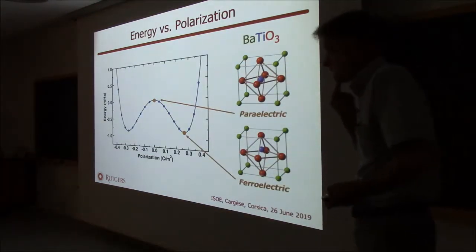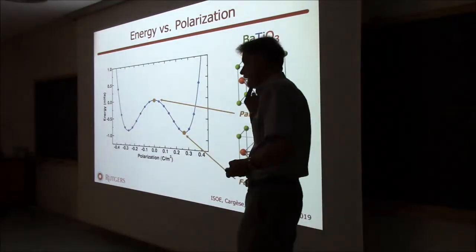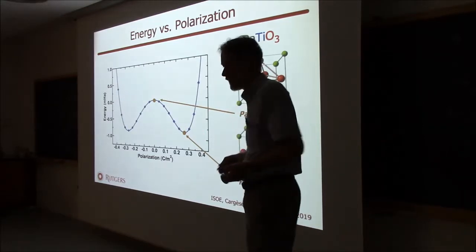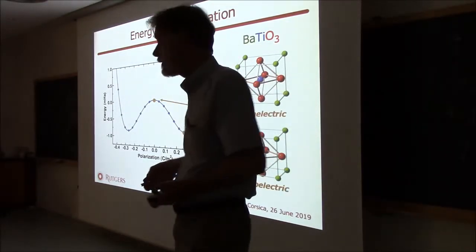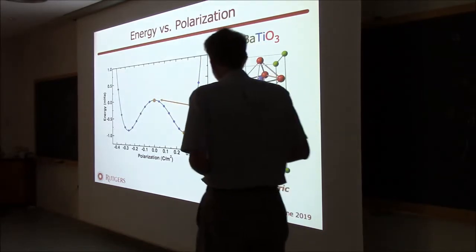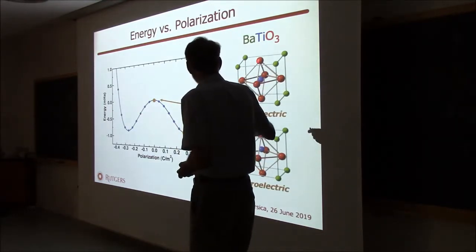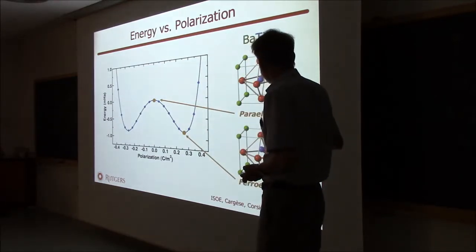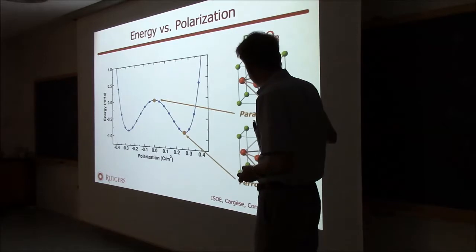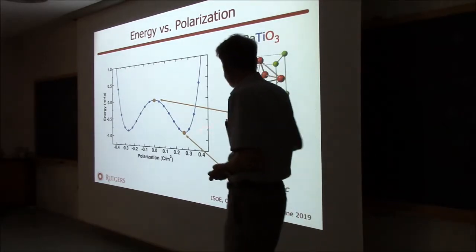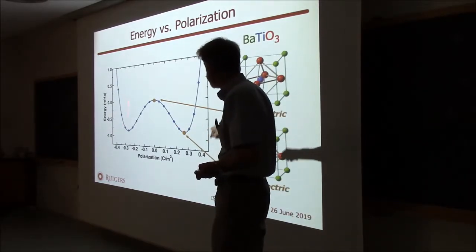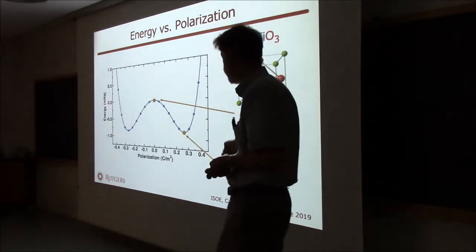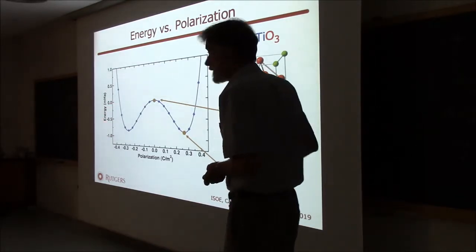So using the standard methods of density functional theory, we can calculate energies of crystal structures. I just told you that we can also calculate polarizations now. And so, for example, for barium titanate, I can consider the pathway from the paraelectric state to the ferroelectric state with titanium up or titanium down, and generate this kind of picture, which is a double well potential, energy versus polarization.